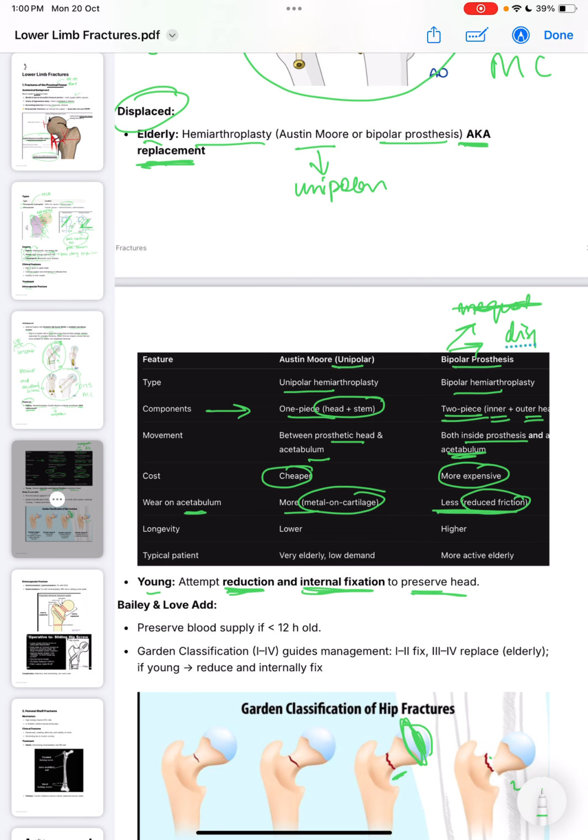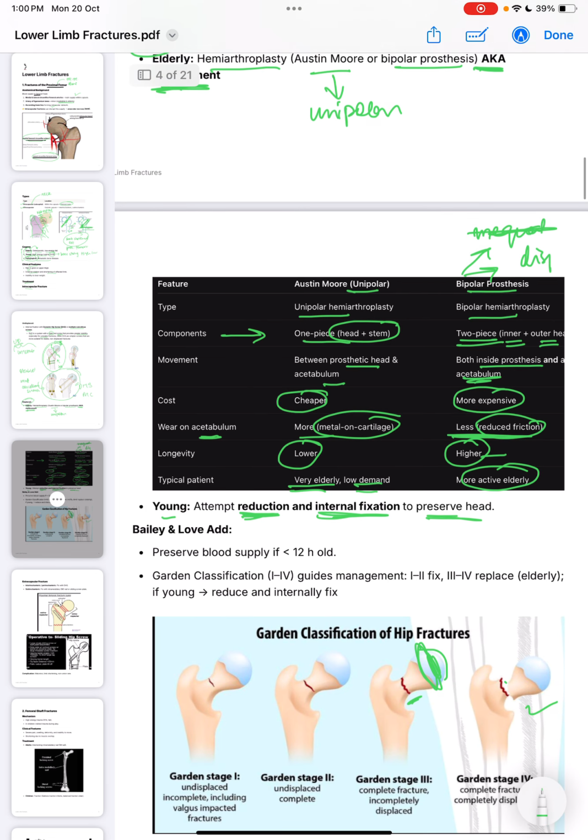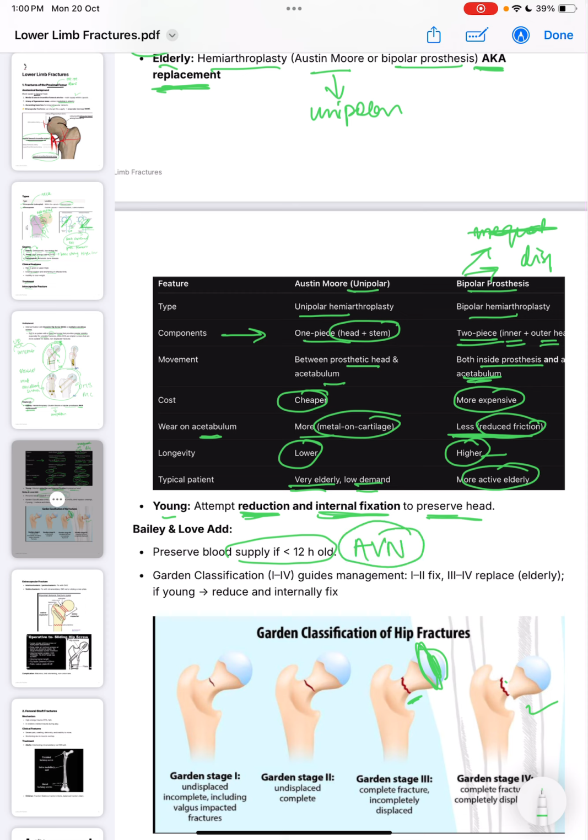तो but longevity के मामले में this is lower and this is higher because less wear and tear है, of course. लेकिन ये हम पे क्यों यूज़ करते हैं, very elderly में, ठीक है, या low demand, जिनका ज़्यादा हिलना जुलना ही नहीं है, ठीक है. और इसमें हम एक्टिव एल्डरली में करते हैं, क्योंकि हो सकता है उनकी ज़िंदगी ज़्यादा लंबी हो, so we want कि हम बार बार उसको खोलें मत और एक ही दफ़ा उसको रिपेयर करते हैं. अच्छा, इसमें we need to preserve the blood supply if there is less than 12 hours old. This is really important, क्योंकि ब्लड सप्लाई अगर compromise होते हैं तो we can have avascular necrosis of the head.